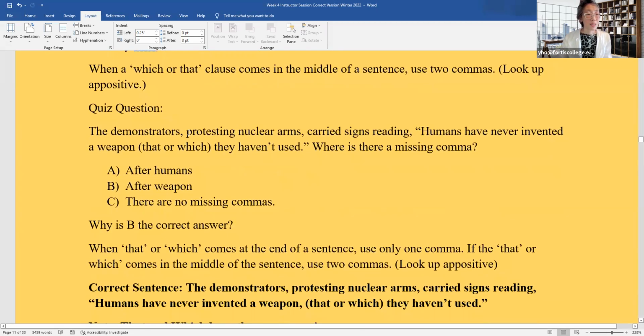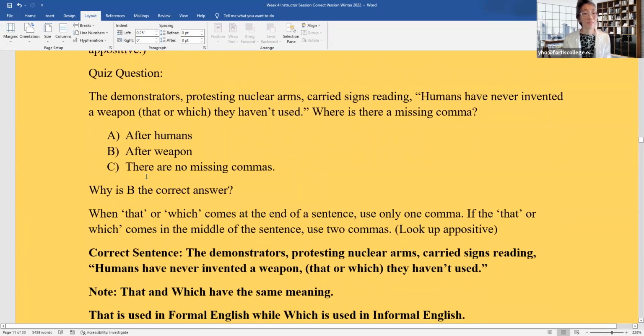Okay, so here's another quiz question. Let's see, where is there a missing comma? Okay, the demonstrators protesting nuclear arms carried signs reading, "Humans have never invented a weapon which they haven't used." Where is there a missing comma? After weapon.